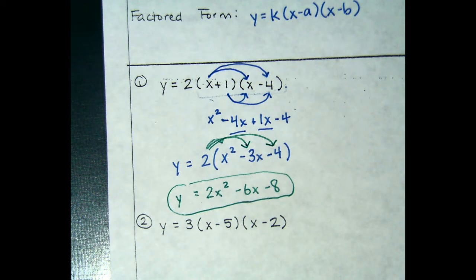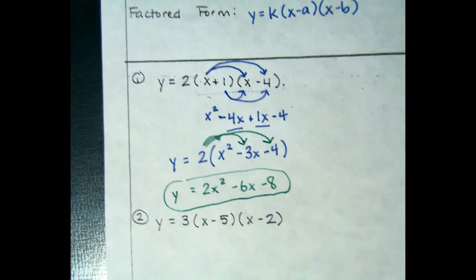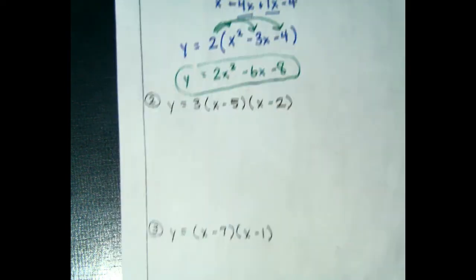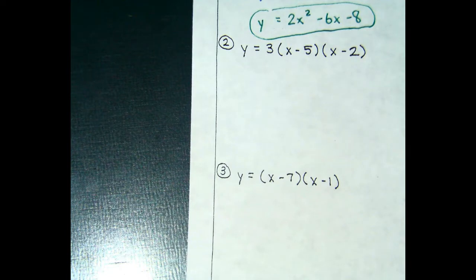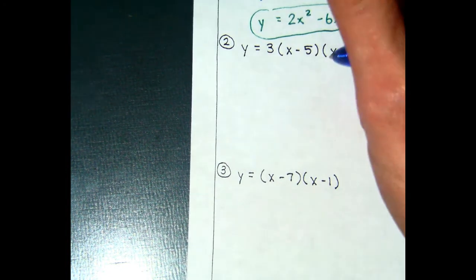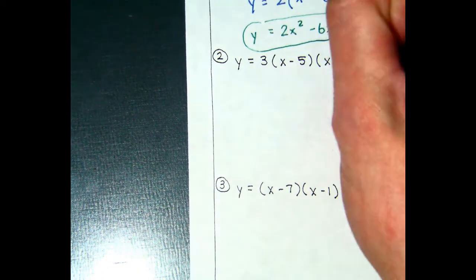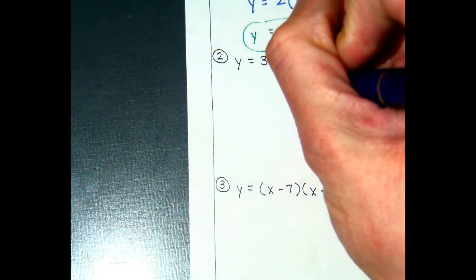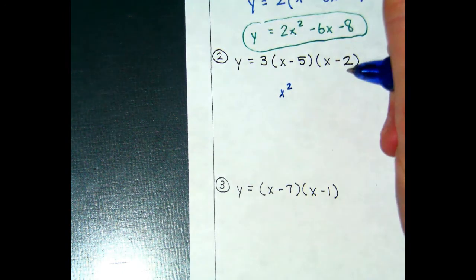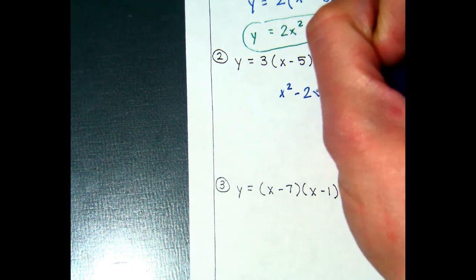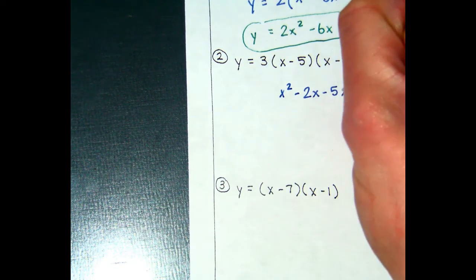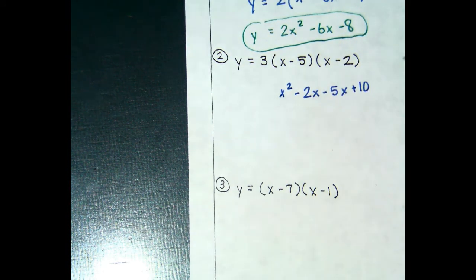I want you guys to do numbers 2 and 3. The only difference in what we did the other day, there's a y in front and you have to distribute a number. You don't even have to distribute a number on number 3. All right guys, number 2. What did you get when you multiplied these two binomials together? X squared minus 2x minus 5x plus 10. Okay, then what?